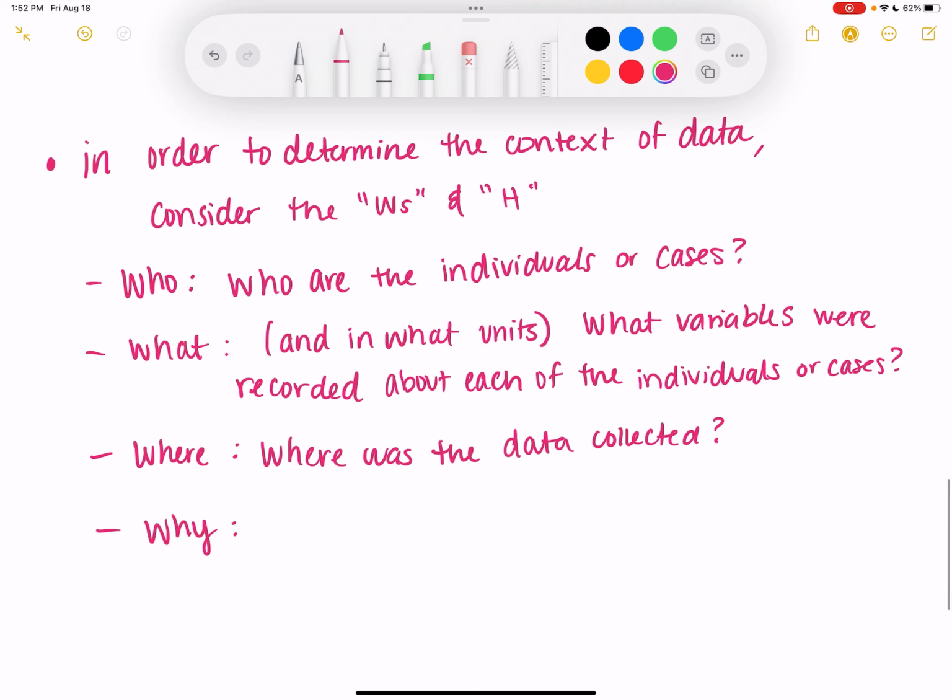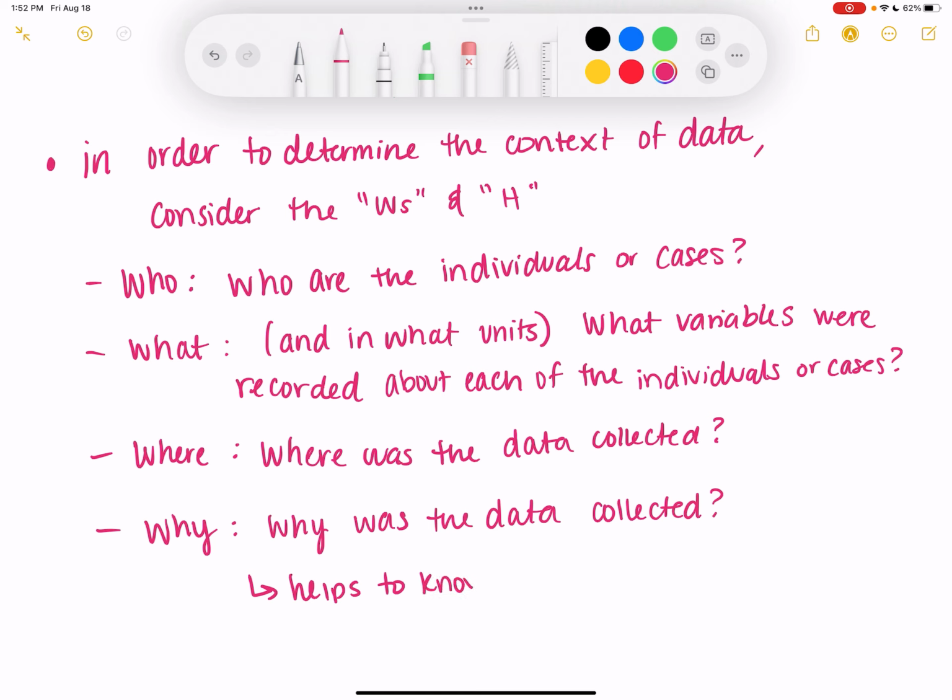Why? Why was the data collected? Just something to note about the why part: this helps you know whether to treat the data as categorical or quantitative.